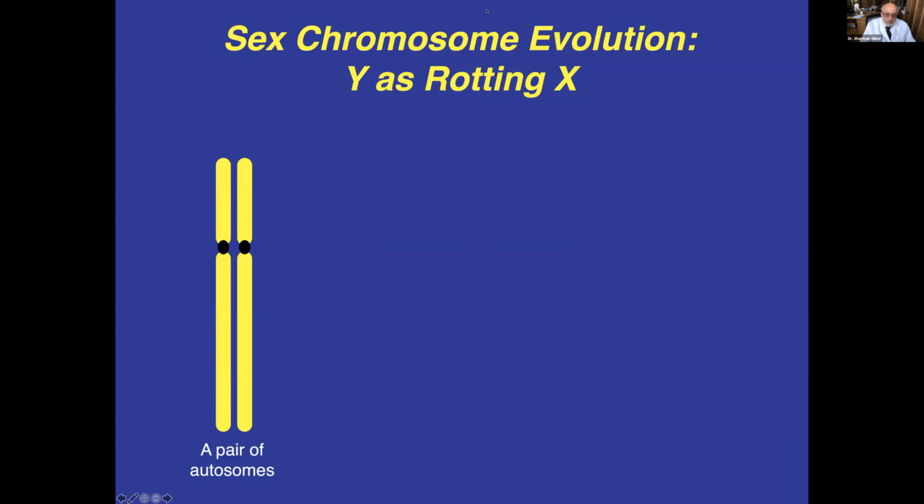So as Jenny was saying, we all started out the X and the Y as a pair of ordinary autosomes about 300 million years ago.